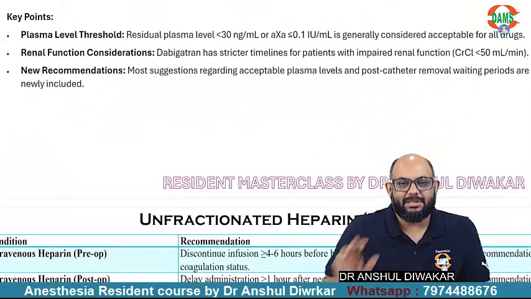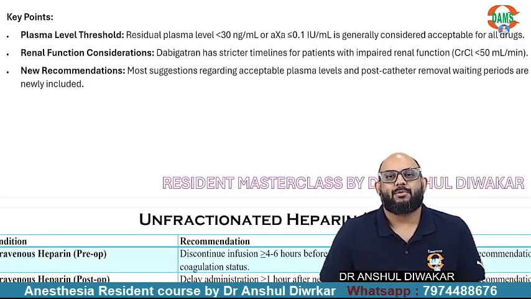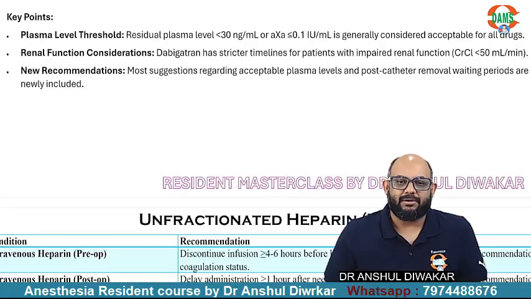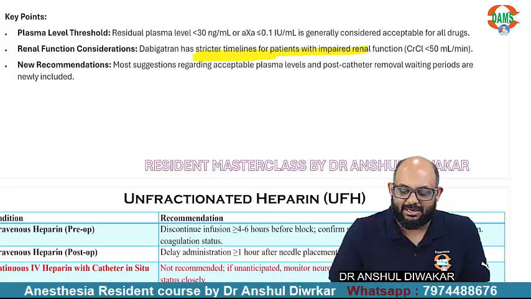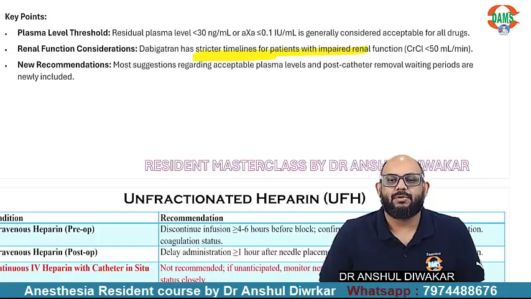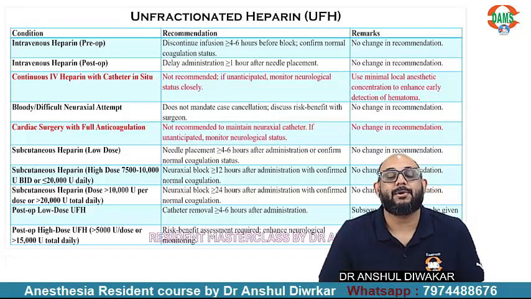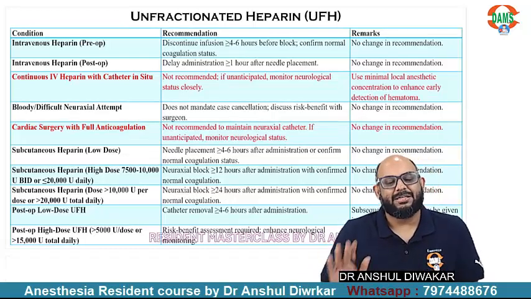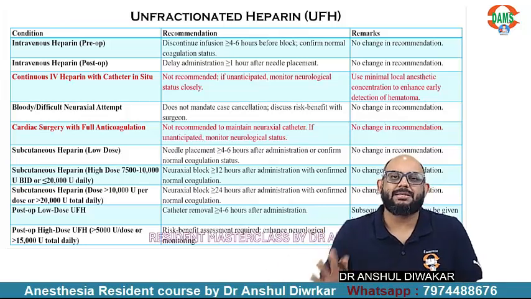Key points: residual plasma level less than 30 nanogram per ml, anti-Xa activity assay less than 0.1 international unit per ml. Renal function: dabigatran has stricter timelines for patients with impacted renal function, and newer recommendations are most suggestions regarding acceptable plasma levels and catheter removal waiting periods, which are newly included. So this is about anticoagulants, specifically the direct acting oral anticoagulants, that is DOACs.